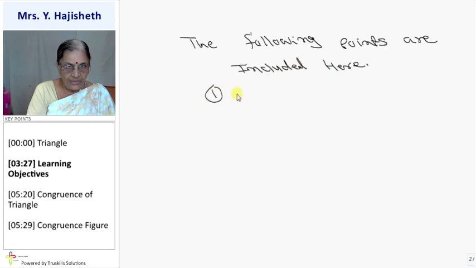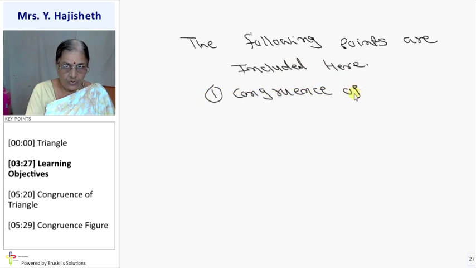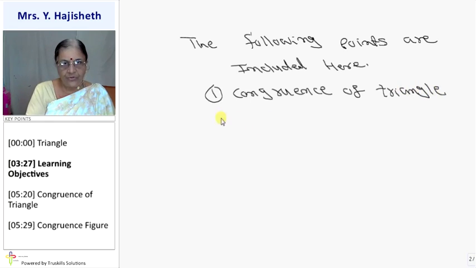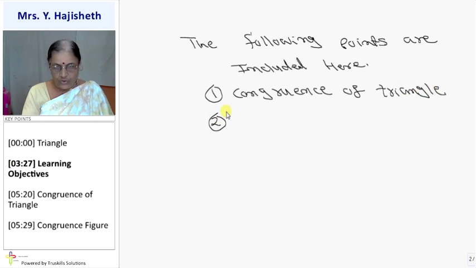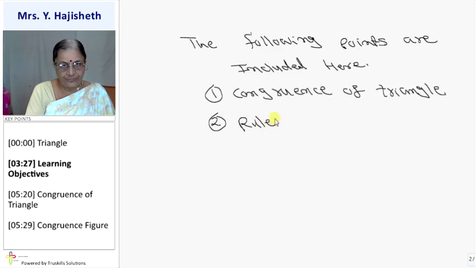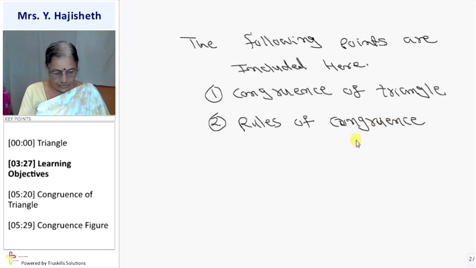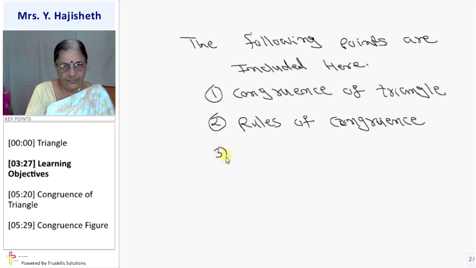First point we are going to learn is congruence of triangle. Second thing we are going to learn is rules of congruence, rules or criteria. Third is some more properties.